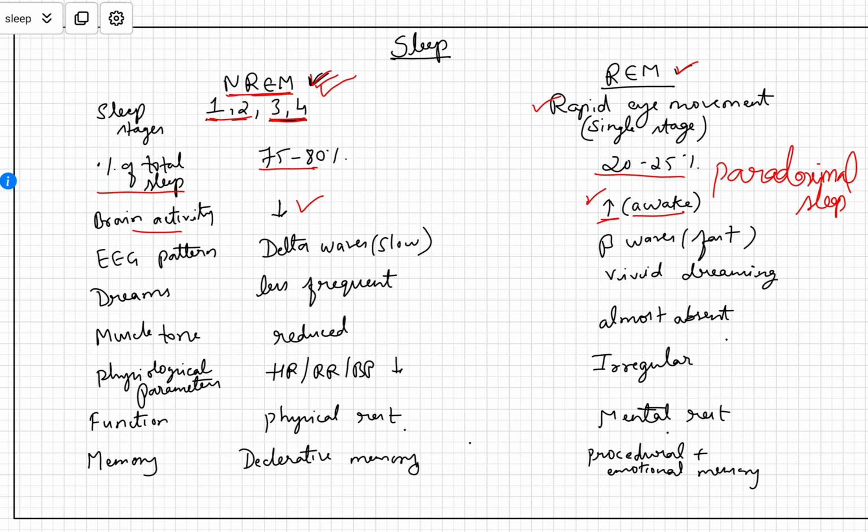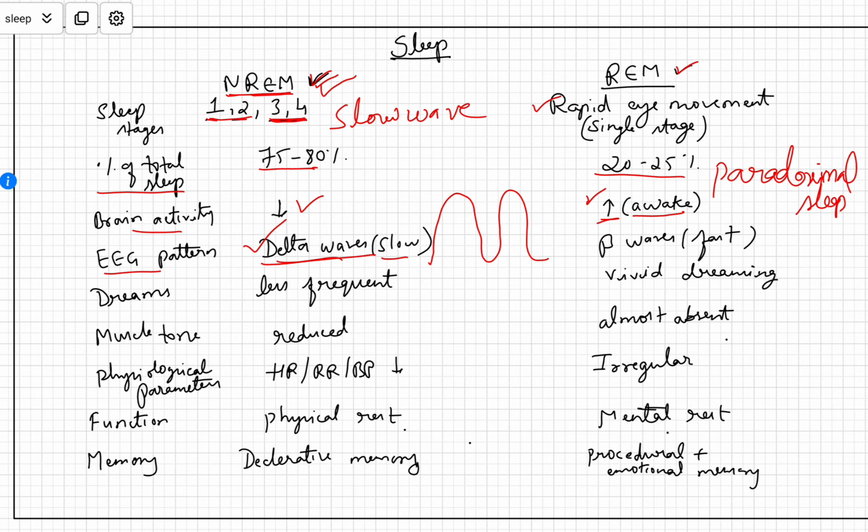NREM sleep is called slow wave sleep because we usually record delta waves. So if you see the EEG pattern in the NREM phase, we see delta waves. That is mostly in stage 3 and 4. Delta waves are high amplitude, low frequency waves. That is why we also call it slow wave sleep.